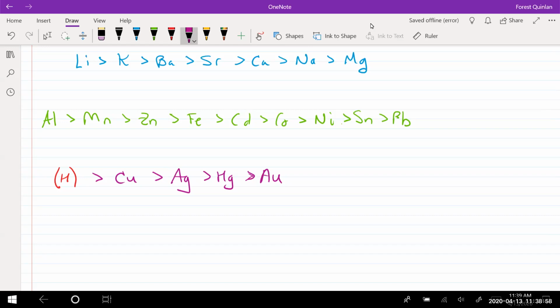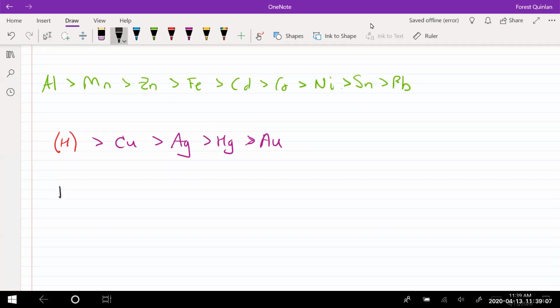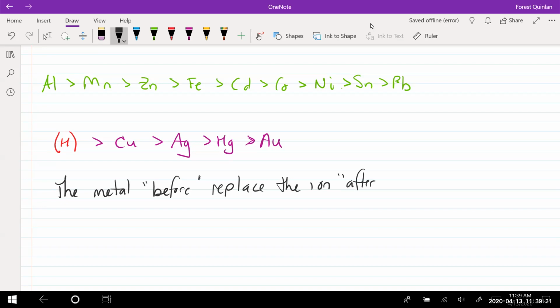Now, the way this reads is as follows. You're going to look at this chart here, and you want to say that the metal before replaces the ion after. And by the ion, I mean the aqueous. So when we look at this, what we're looking for is, do we see that metal in this long list? Do we see that metal before we see the other thing that is swimming around?